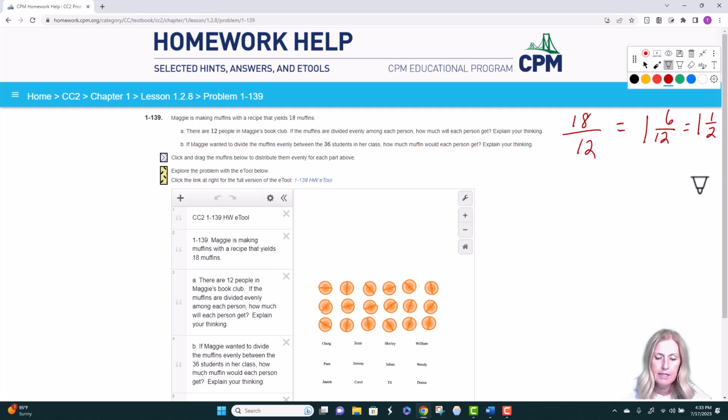Okay, B, if Maggie wanted to divide the muffins evenly between the 36 students in her class, how much muffin would each person get? Again, what's being divided goes on top, so it's still just 18 muffins, but it's being divided now by 36 people. So 18 is half of 36, so that reduces down to 1/2. So each person only gets 1/2 of a muffin.